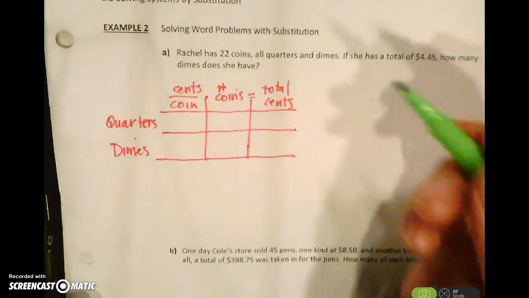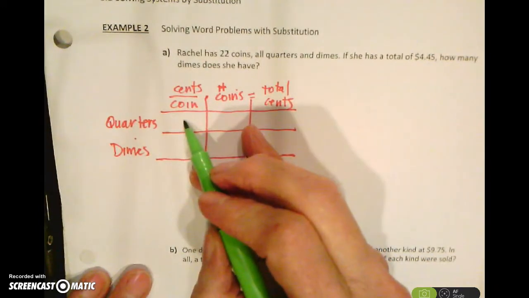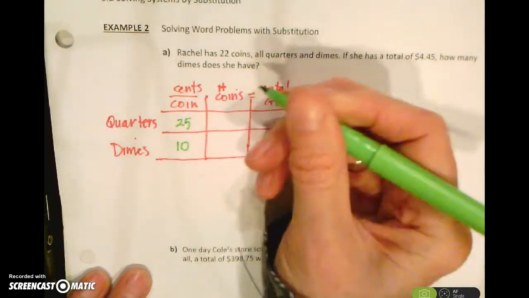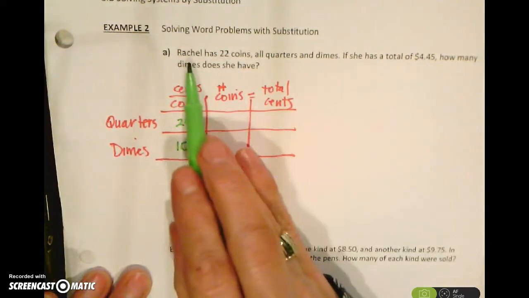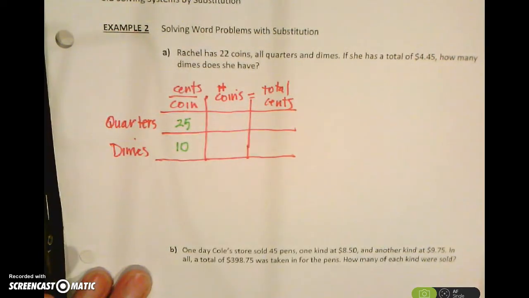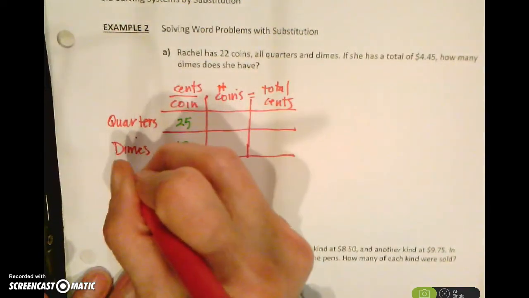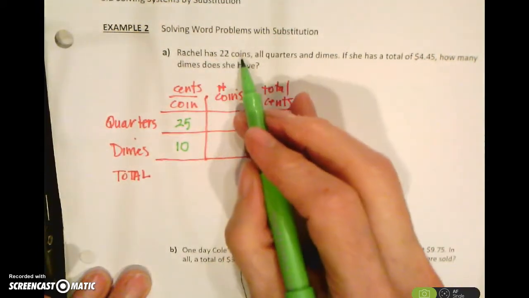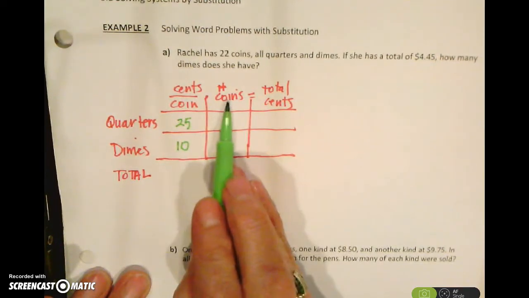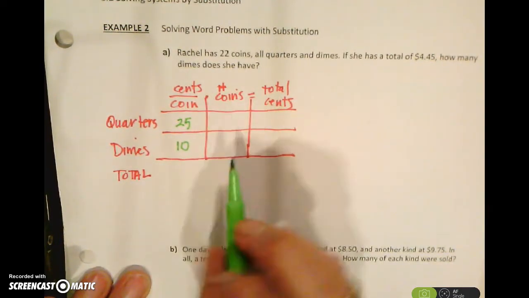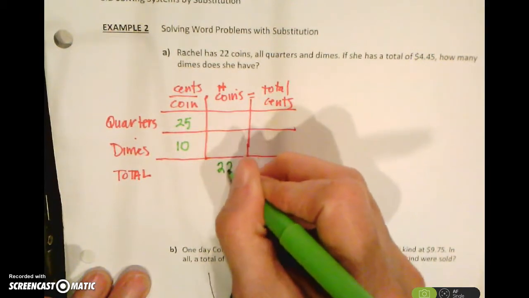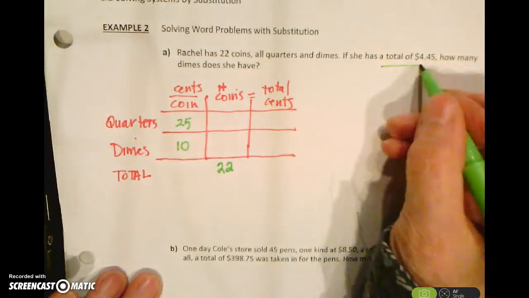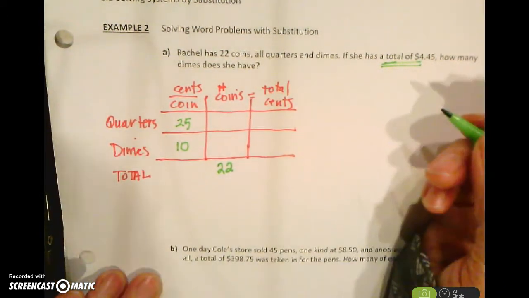All right, so now let's fill it in. A quarter is how many cents for every quarter? 25. And a dime has 10 cents in every dime. For this one, it says that Rachel has 22 coins. Now, when I do these, I will need a total line down here. So 22 coins. Which one of these is it going to go underneath? It's going to go underneath coins. So she has a total of 22 coins. And then for cents, she has a total, again, it's the word total, of $4.45.